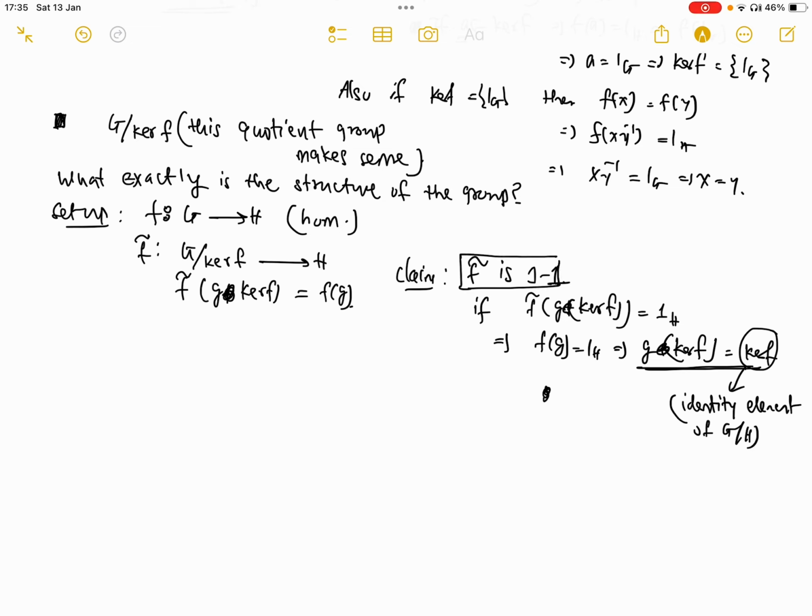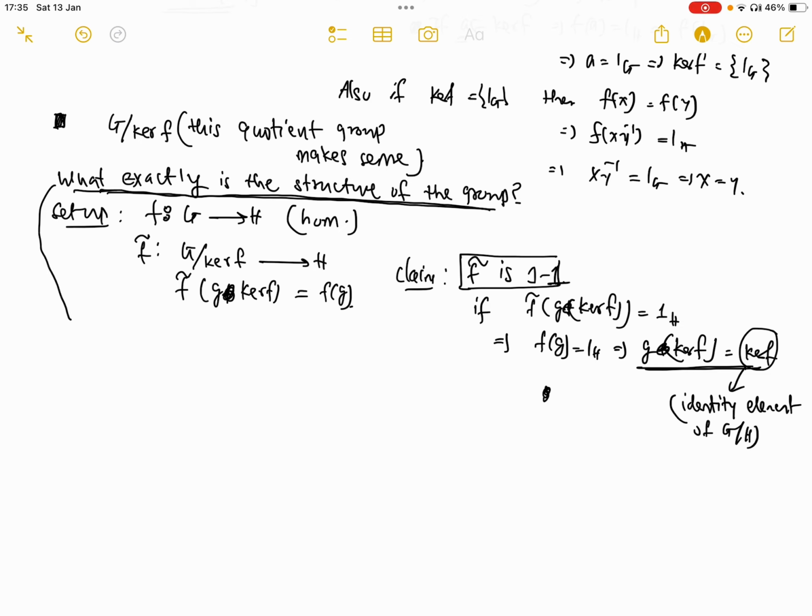So that's an important property. Whenever you have a homomorphism, you can always define another homomorphism with the help of that given homomorphism, which is always injective. So still, the question we have not answered exactly is: what is the structure of this group? So we'll come to it in the next video.